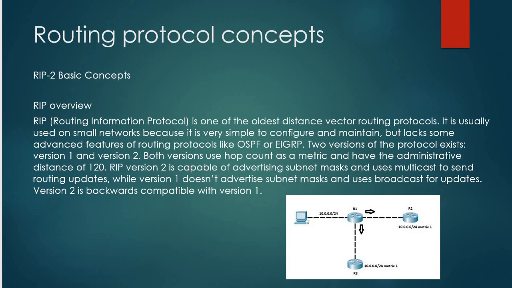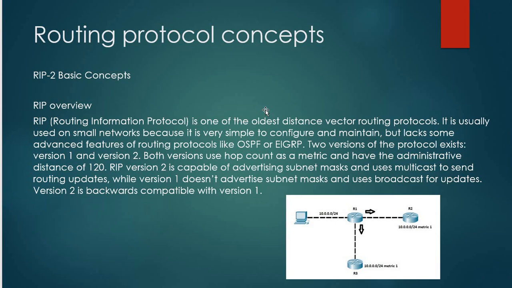Let's move on to the Routing Information Protocol, RIP2, and the basic concepts of RIP2. Routing Information Protocol is one of the oldest distance vector routing protocols. Last time we already learned about link state and distance vector routing protocols. It is usually used on small networks because it is very simple to configure and maintain. So it is very easy to configure and maintain also.